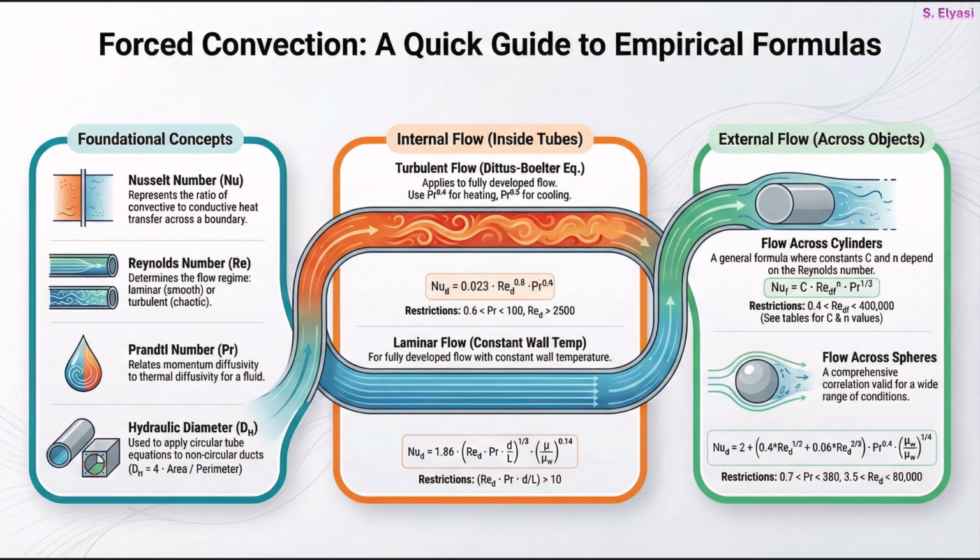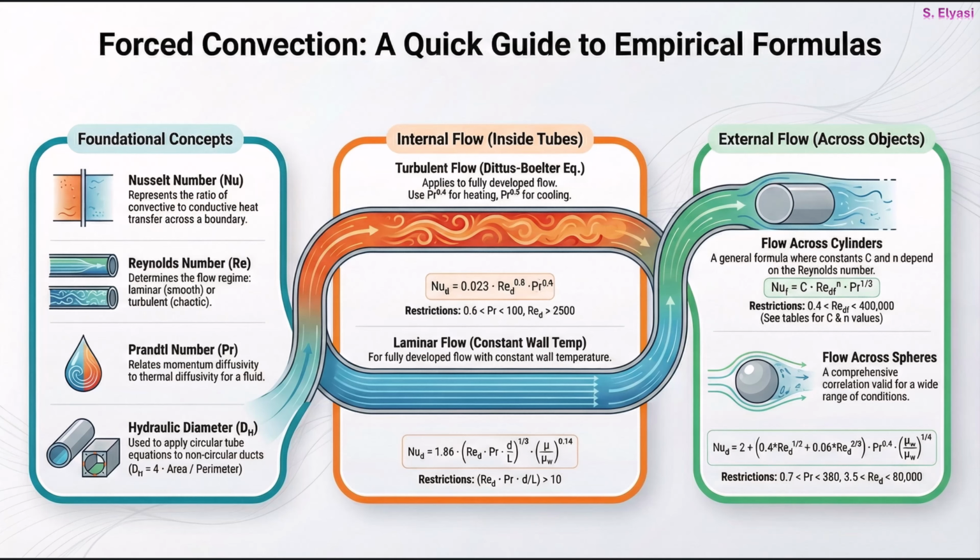Second, when you're looking at flow inside a tube, it really all depends on that Reynolds number. If the flow is turbulent, you'll probably use the Dittus-Boelter equation. It's a real workhorse. But, and this is key, it only works under very specific conditions. Now, if your flow is laminar, you have to toss that out and use a totally different formula, one that depends on the tube's length and has its own strict set of rules.